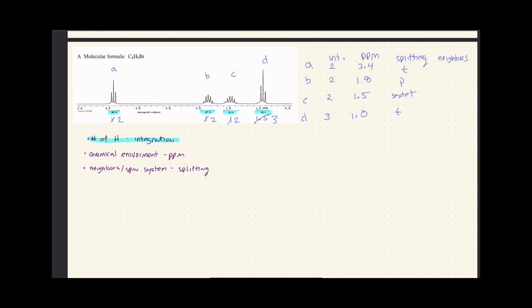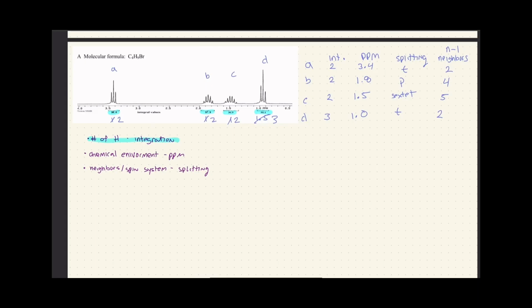Whenever I'm thinking neighbors, I'm thinking n minus 1. And so that means if I'm a triplet, I actually have 2 neighbors because I'm going to have the splitting minus 1. So that tells me that A is going to be next to a CH2. B being a pentet is going to have 4 neighbors. C being a sextet is going to have 5. And D being a triplet is also going to have 2. And so with this information, this is everything that I need to figure out what this spectrum is.